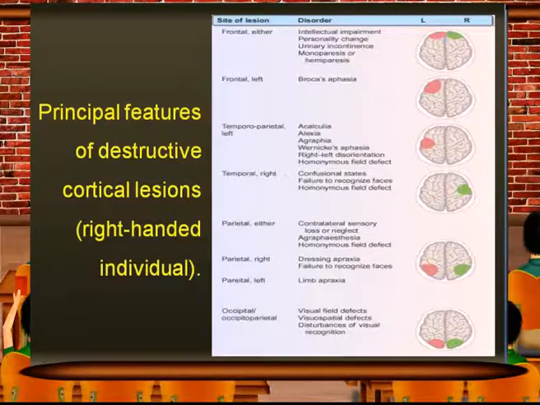The principal features of destructive cortical lesions: you see the whole summary of the different lesions and different areas where the lesions are, in the frontal lobe, the temporoparietal lobe, the parietal lobe, or the occipital lobe. So you can go through the different types of deficits which you come across during the phase of localization of the lesions in different areas.